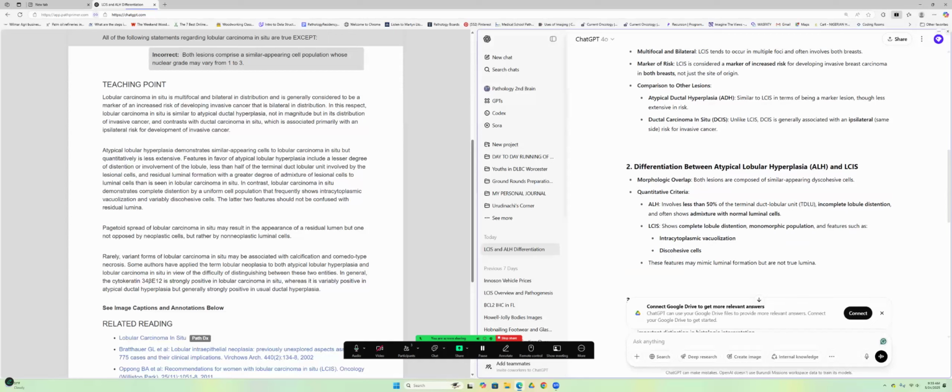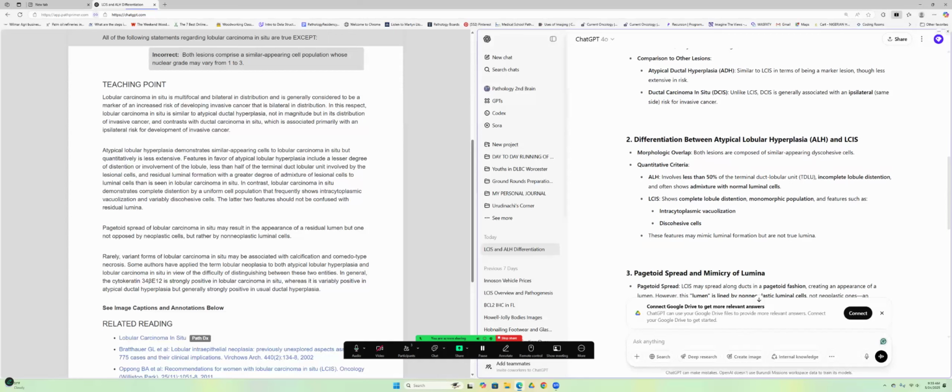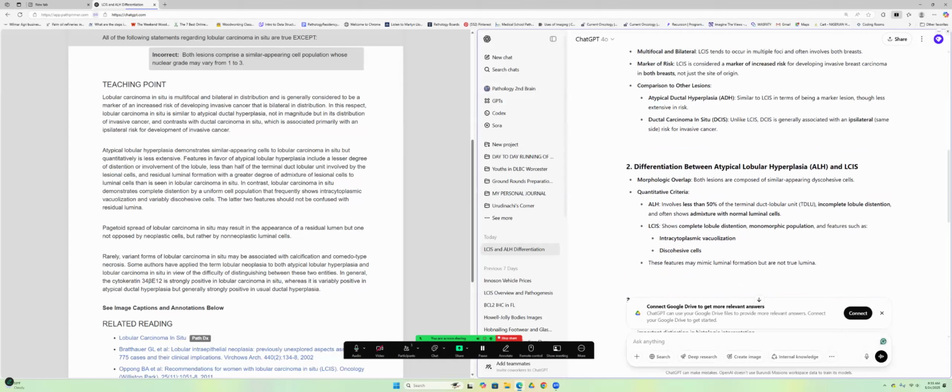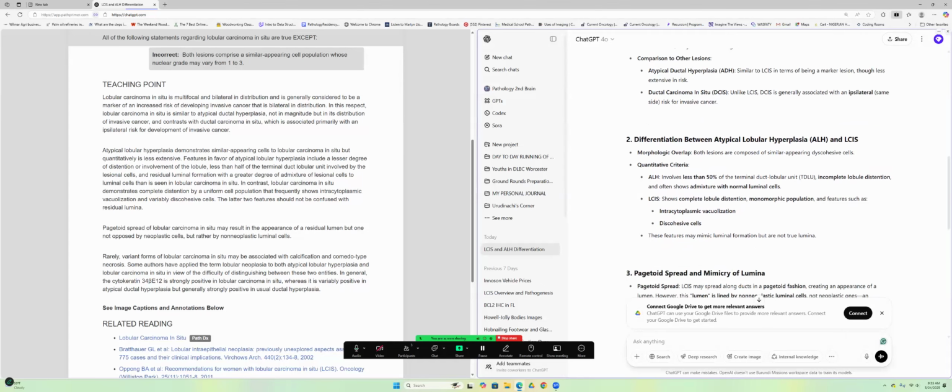Comparison to other lesions: atypical ductal hyperplasia is similar to LCIS in terms of being a marker lesion, though less extensive in risk. Unlike LCIS, ductal carcinoma in situ is generally associated with an ipsilateral risk for breast cancer. LCIS is a risk for both. On the relation between atypical hyperplasia and LCIS, both lesions are composed of similar-appearing discohesive cells.